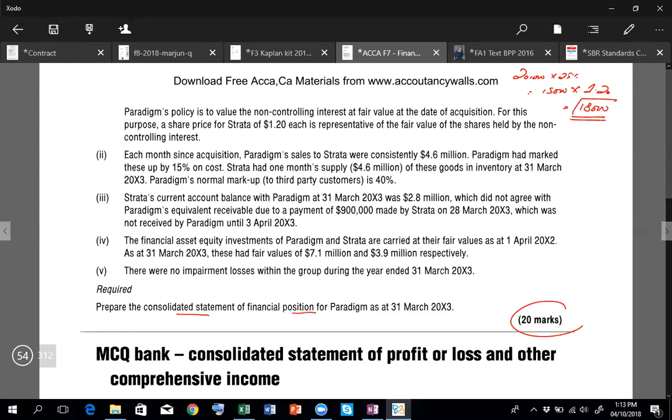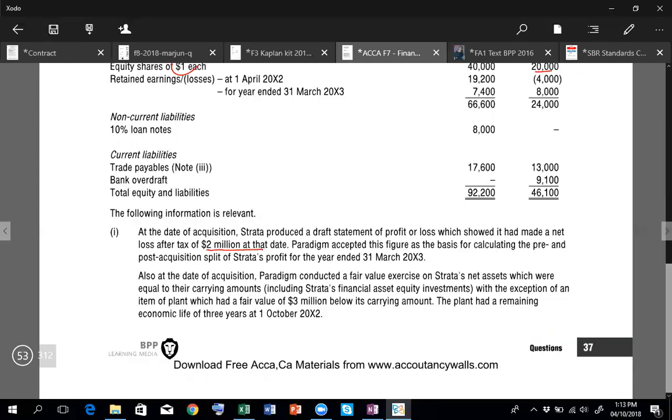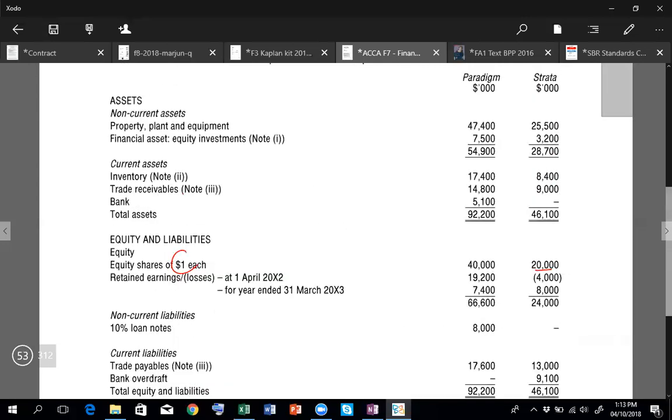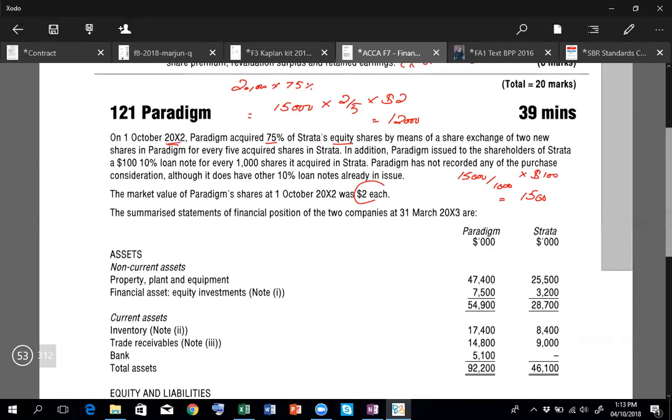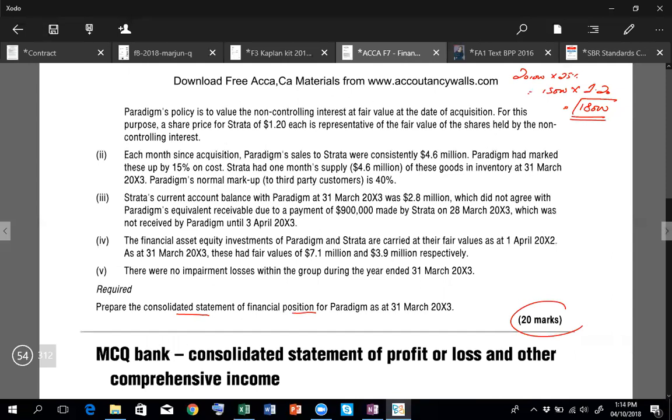Each month since acquisition, Paradigm's sales to Strata were consistently 4.6 million. So if you see, we acquired the subsidiary on 1st October 20x2 and the year end is 31st March 20x3. So how many months? October, November, December, January, February, March, 6 months. So each month it was 4.6 million, right? So 4.6 into 6 gives you 27.6 million, the total sales of the 6 months.